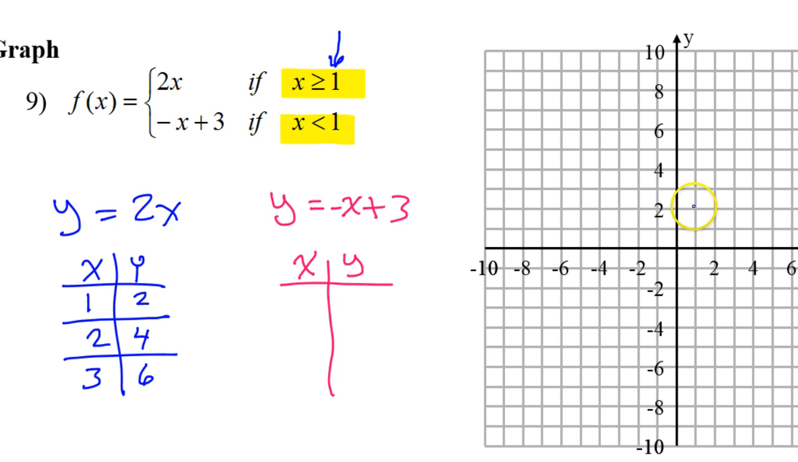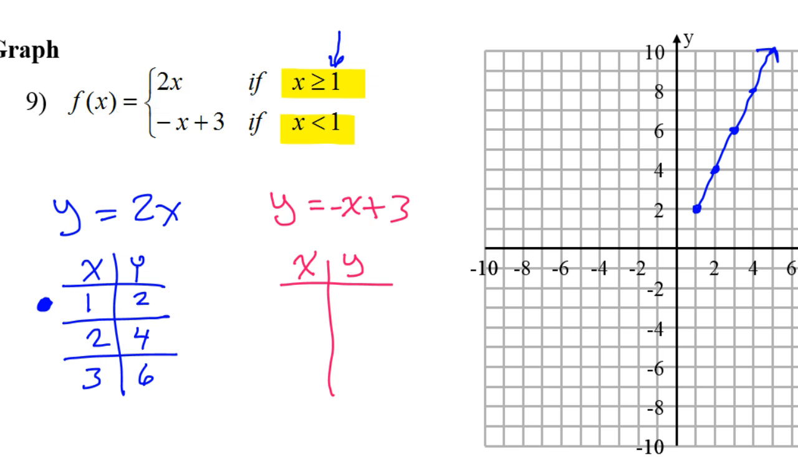So 1 comma 2, 2 comma 4, and 3 comma 6. All right, and if we kept going, because we want values that are greater than 1, it would just keep following this pattern. You see the slope is 2, so it's up 2 over 1. We could just put some more points on here. All right, so this is going to be going like this. Notice this first point is going to be a closed circle because of the or equal to.